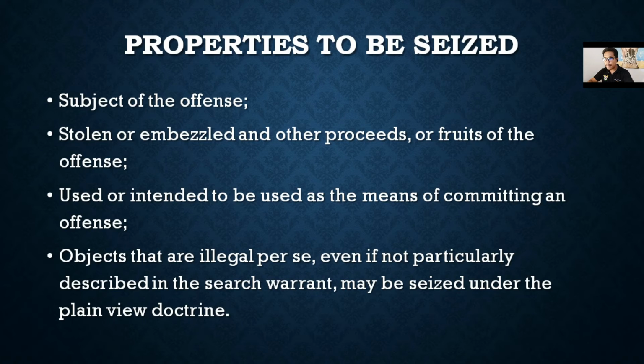Objects that are illegal per se. What do you mean by per se? By nature. Objects that are illegal by nature. For example, if the subject of the offense is firearms, but you happen to see methamphetamine hydrochloride on top of the table, or shabu, it is illegal per se. So therefore, you can seize it, even though it is not described in the warrant.